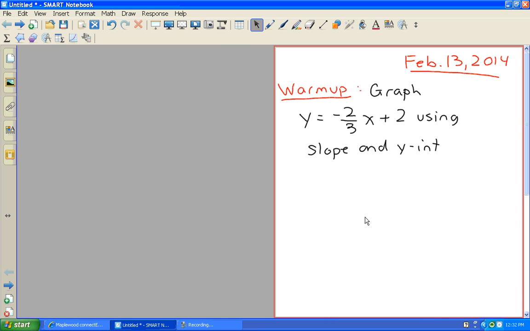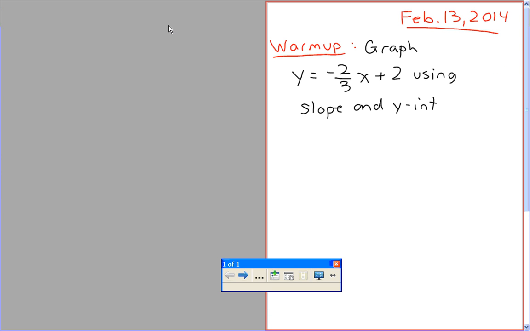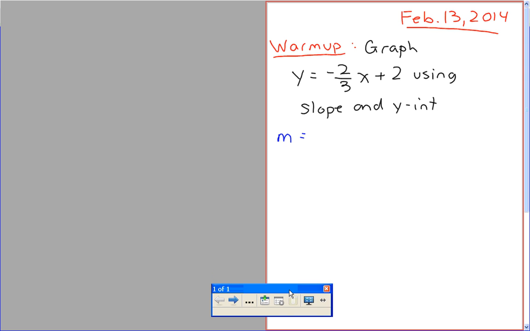What's the slope for this graph, please? M equals? No, it's okay. Just somebody help me here. What part is the slope of this part? What's the general equation for a line?